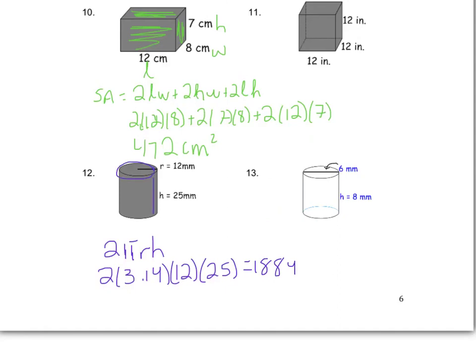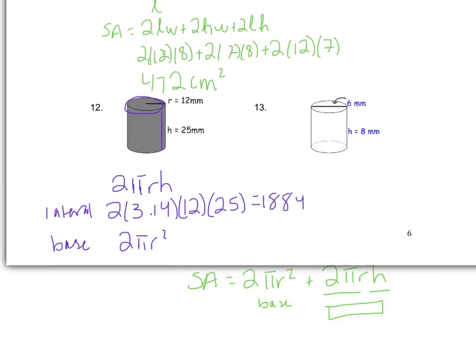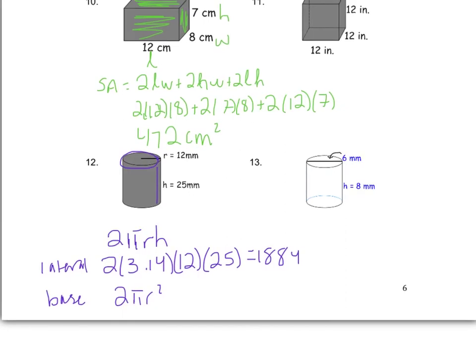Now we want to find the bases. So we have two bases, so we have 2 times pi r squared, and I'm out of space, but it's okay. So we have 2 times 3.14 times 12 squared. Again, that 2 is because we have two bases, and we're finding the area of each of those two bases, and we get 904 and 32 hundredths.